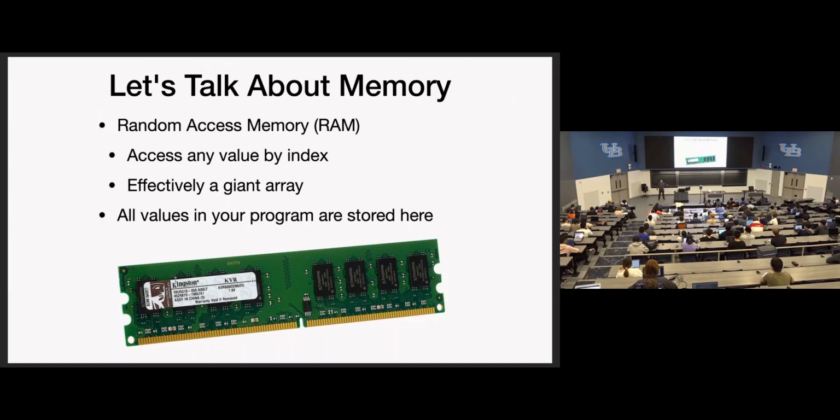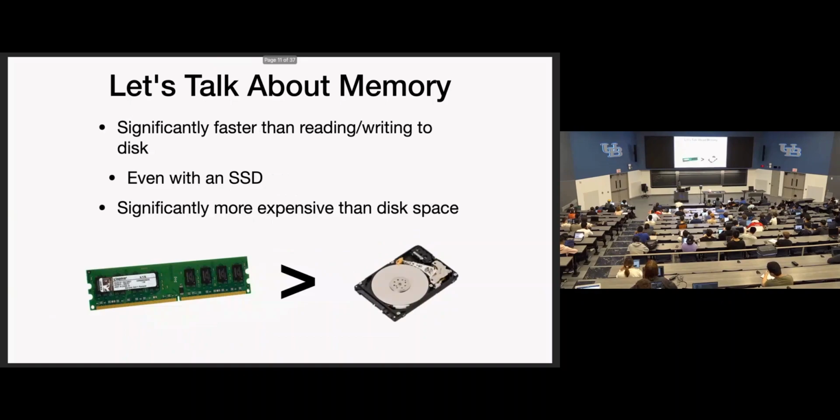These sticks are effectively giant arrays, and then you have multiple sticks. Your OS is going to treat them as one large array of memory. That's why it's called random access. Random access, like an array in our programming languages, where you can access a value by index. That's exactly what's going on here. Random access memory means I can get any value out of this array if I know its index. I can go grab the value at that index. That's what your RAM is doing.